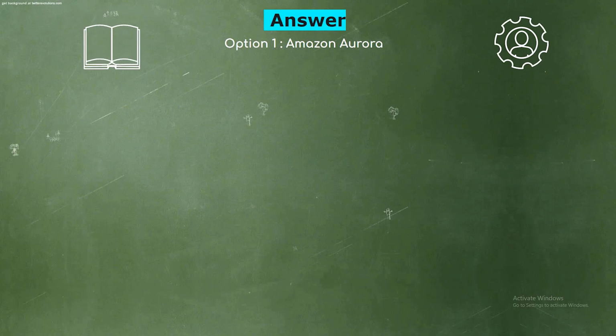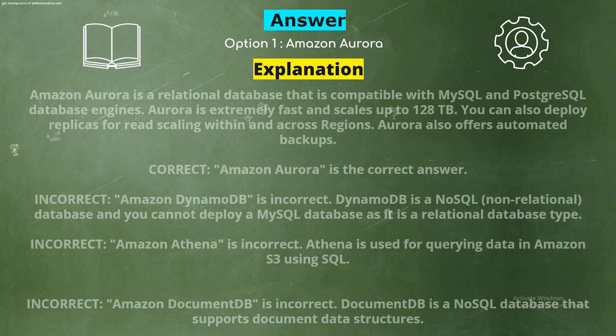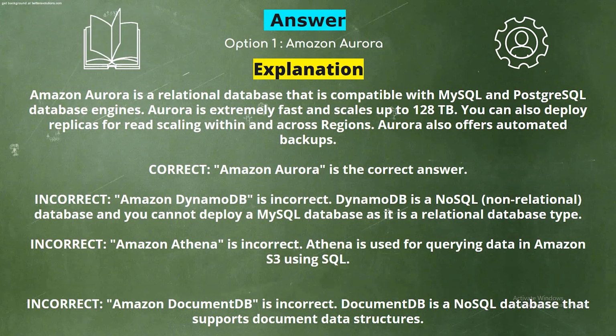Amazon Aurora. Explanation. Amazon Aurora is a relational database that is compatible with MySQL and PostgreSQL database engines. Aurora is extremely fast and scales up to 128 terabytes. You can also deploy replicas for read scaling within and across regions. Aurora also offers automated backups. Correct, Amazon Aurora is the correct answer. Incorrect, Amazon DynamoDB is incorrect. DynamoDB is a NoSQL, non-relational database and you cannot deploy a MySQL database as it is a relational database type.